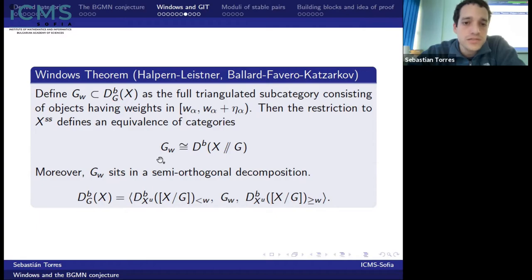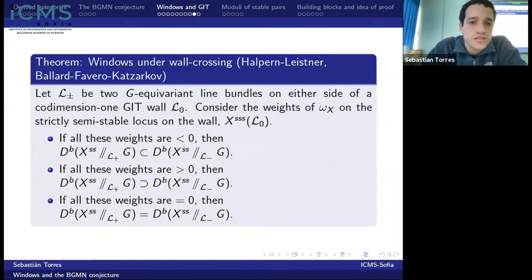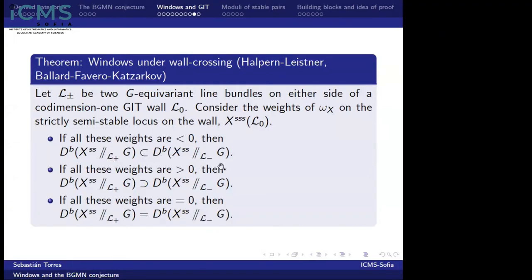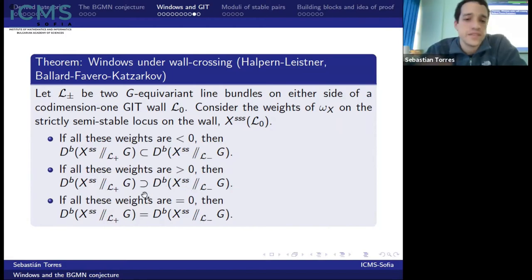So if the window is consistently wider on one side of the wall, then you will be able to embed the derived category of one GIT quotient into the derived category of the other GIT quotient. So this is the theorem. Really, what you need to test is the weights of the canonical sheaf on the wall, and if these weights are all consistently negative, then one side of the wall will be embedded in the other side of the wall, or if they're consistently positive, it will be the other way around.